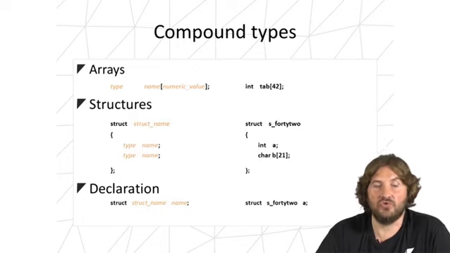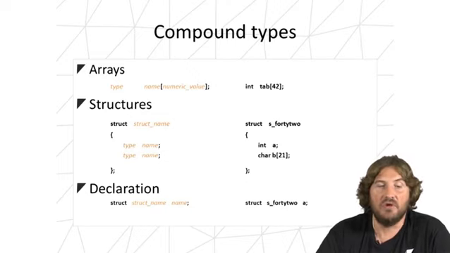We write struct, the name of our structure, opening curly bracket. We declare the structure's components: type, name, etc. Closing curly bracket and semicolon. Here we've just declared a structure.